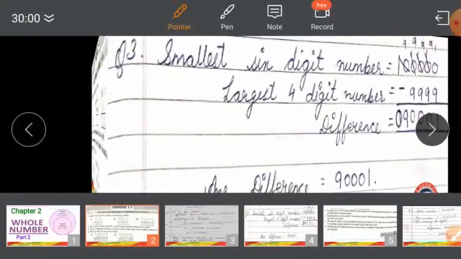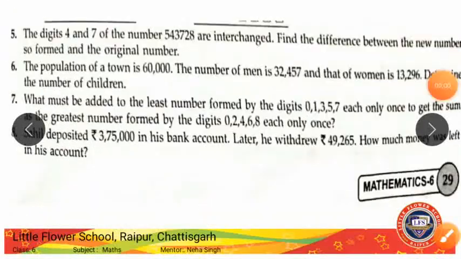Moving on to the next question. Fifth question is, the digits 4 and 7 of the number are interchanged. Find the difference between the new number so formed. What we have to do? A number is given to us. The digits are interchanged, means here in place of 7, 4, and 4 in place of 4, 7. We need to find the difference between the old number and the new number obtained after interchanging.